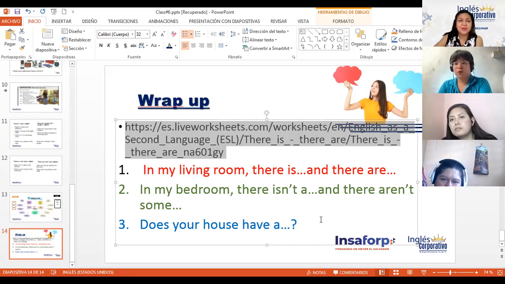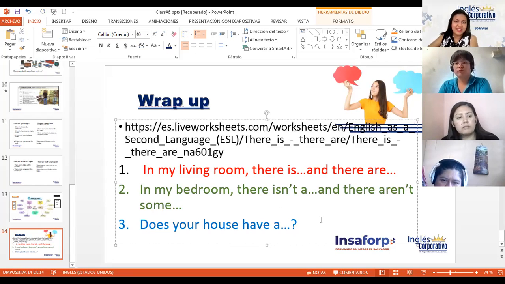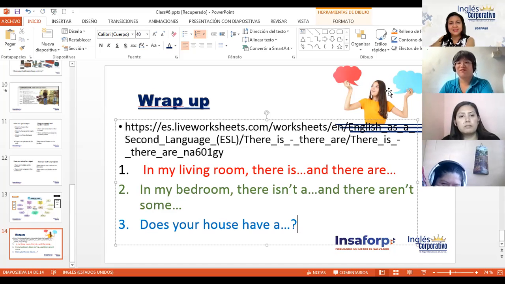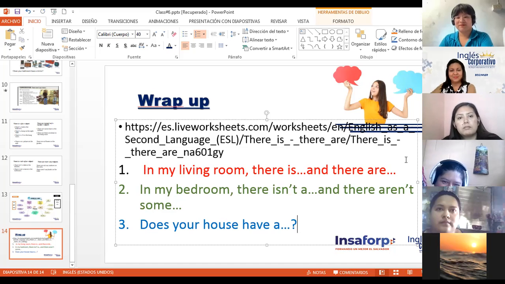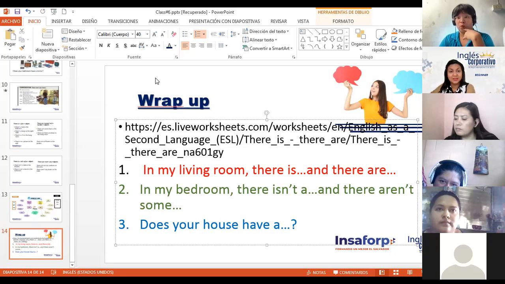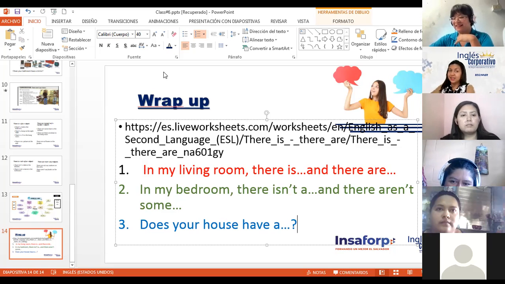Okay, so those are examples. A ver, ¿quién me dice? Y el que me lo dice se va a ir desconectando. Vamos a hacer así, como los niños, no se van a las casas y no me dicen un ejemplo. In my living room, there is a closet. In your living room. Yes. There is or there isn't. There is a closet. There is a closet, wow. And there are?